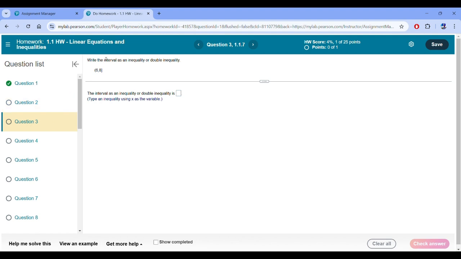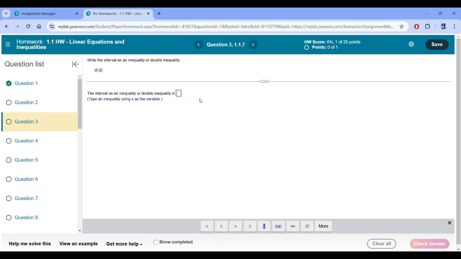Question 3: write the interval as an inequality or double inequality. In an inequality, that means we're going to have our symbols. So here it should be 6 is less than x.